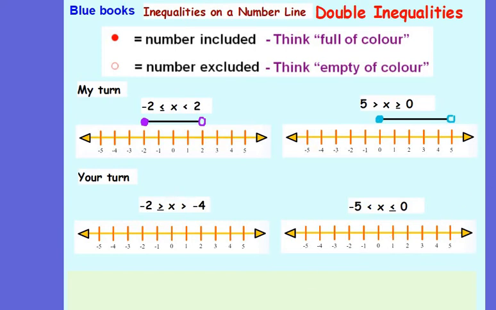Right, let's go through some answers. So we've got x is greater than or equal to -2. Because it could be equal to, we're going for a filled in dot. We've also got that x is greater than -4. Where's -4? There it is. It can't be equal to -4, so it's an empty dot.